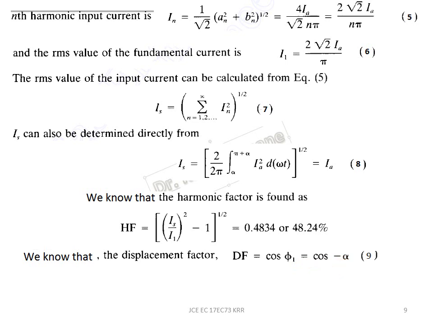Displacement angle we know is n alpha. So for phi 1, n is 1, so it will be cos of minus alpha. The power factor is found by PF equal to I1 by Is cos of minus alpha, and this will come out to 2 root 2 by pi into cos alpha.